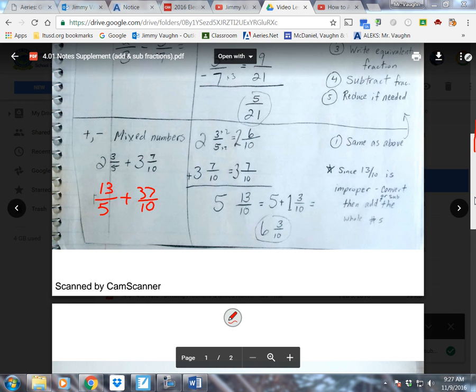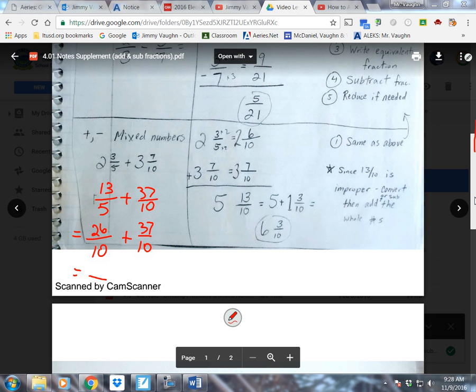And now I don't have to deal with the whole number. I'm dealing with just fractions, but you follow the same process. You get the bottom numbers the same. So 5 goes into 10 twice. 13 times 2 is 26. And if you're not getting this, just pause the video and rewind it so you can see what I did. Now we can add the top numbers.